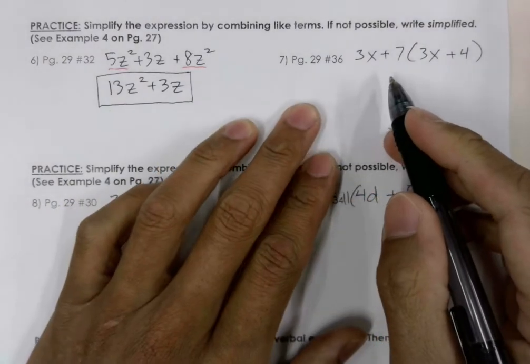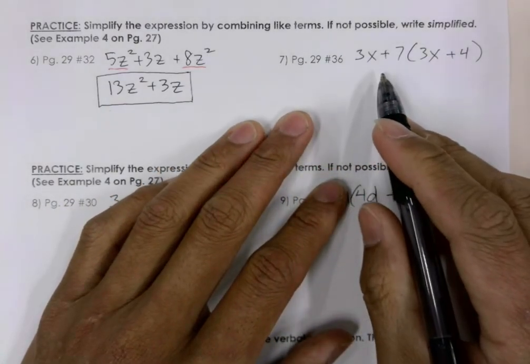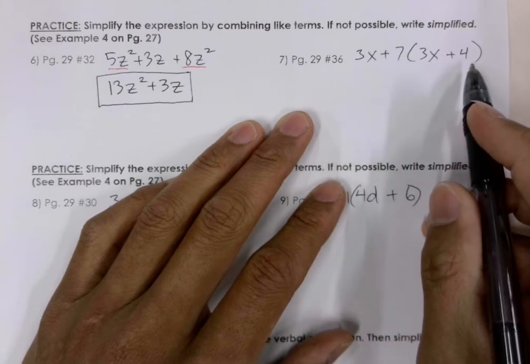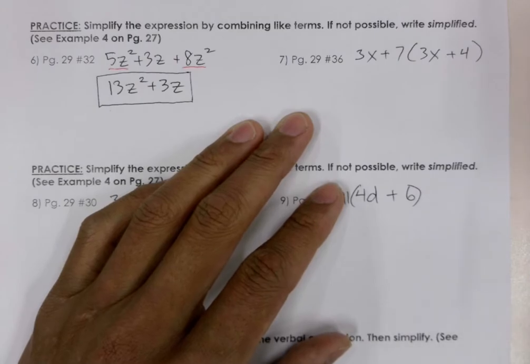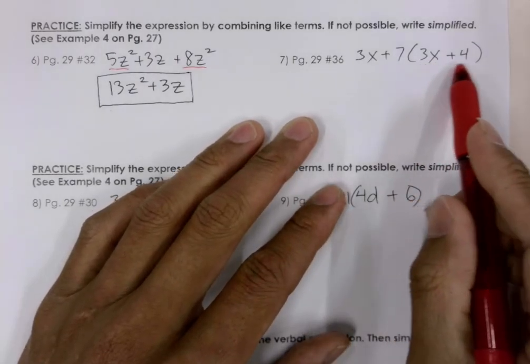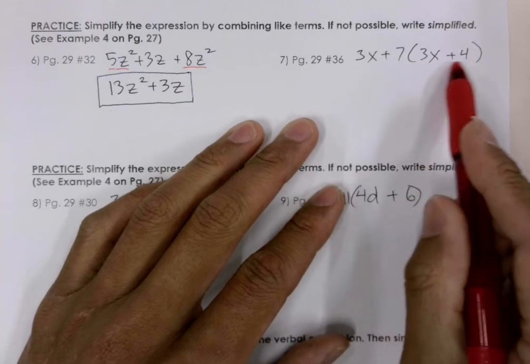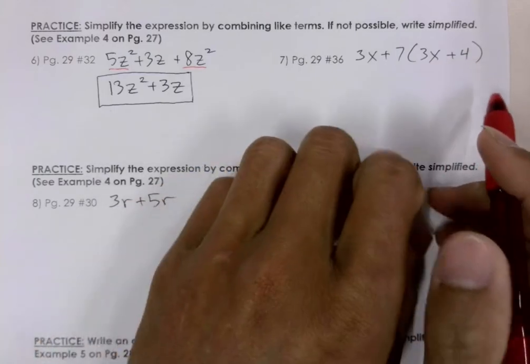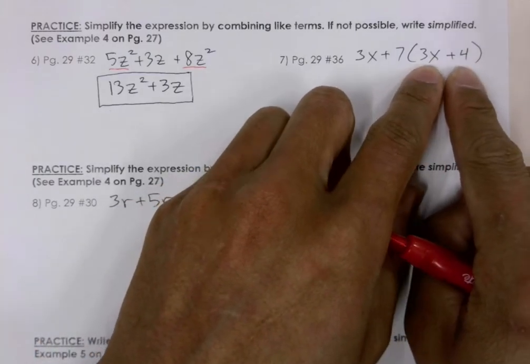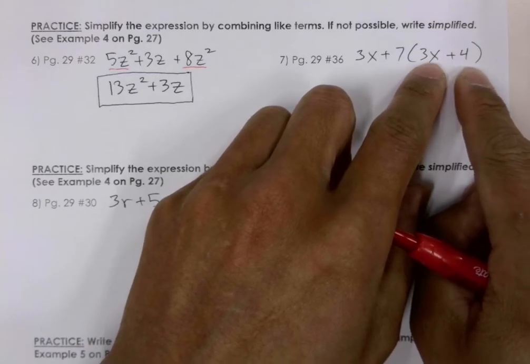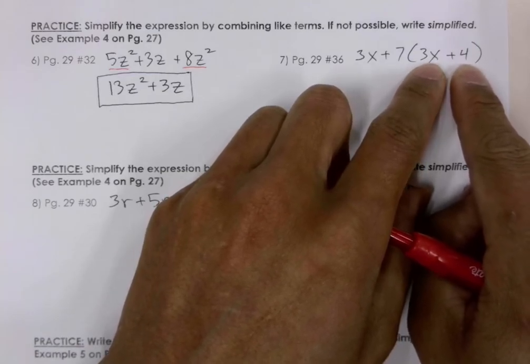Let's look at number 7. We have 3x plus 7 parentheses 3x plus 4. PEMDAS tells us that we need to consider the parentheses first. So we're looking at the expression inside the parentheses, and we can see we cannot simplify it any further because the first term has an x and the second term does not have an x.